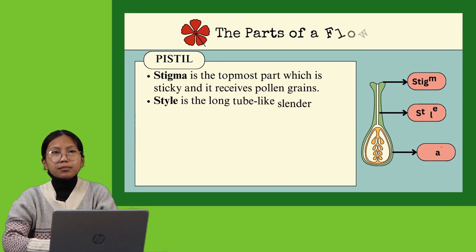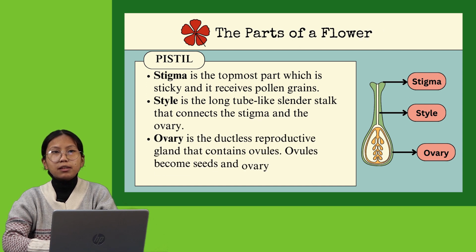First part of pistil is stigma. Stigma is the topmost part which is sticky and it receives pollen grains. Style is the long tube-like slender stalk that connects the stigma and the ovary. Ovary is the reproductive gland that contains ovules.